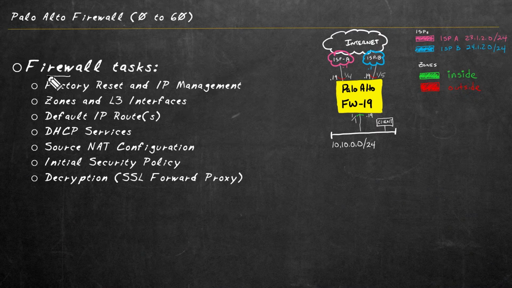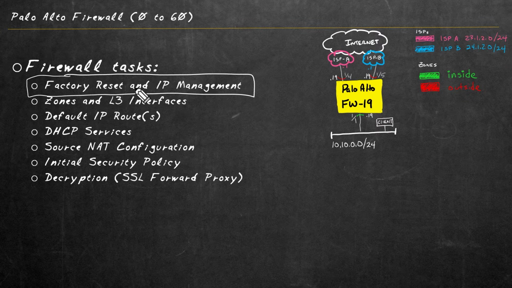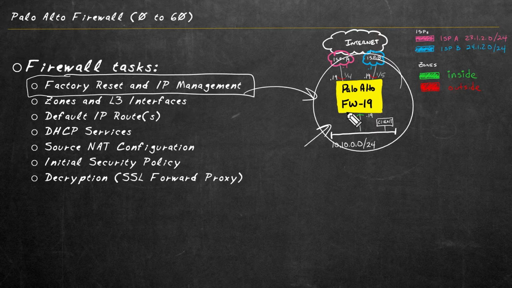So in this video, we're going to focus on this first task right here, a factory reset of the Palo Alto Firewall and the initial bootstrap configuration to give it an IP address so we can manage it over the network. And let me go ahead and introduce this hardware to you right now.